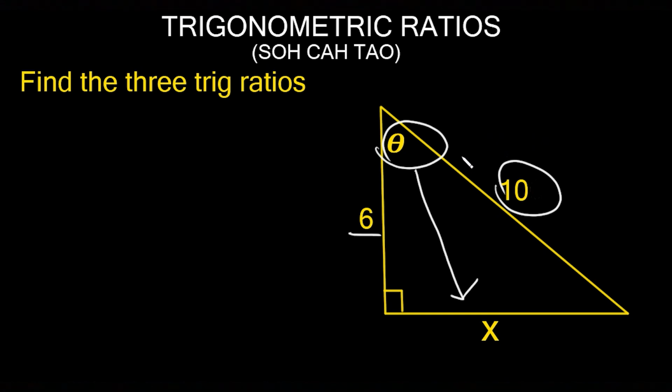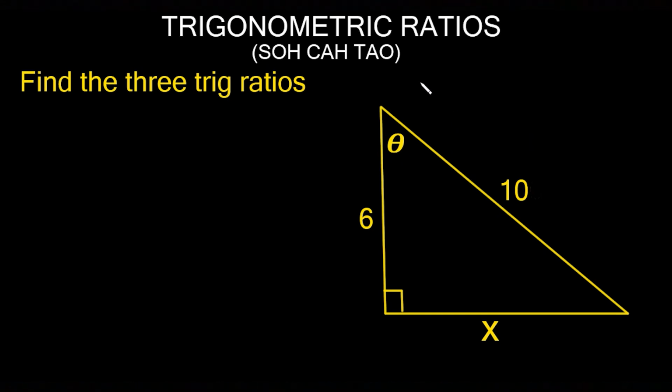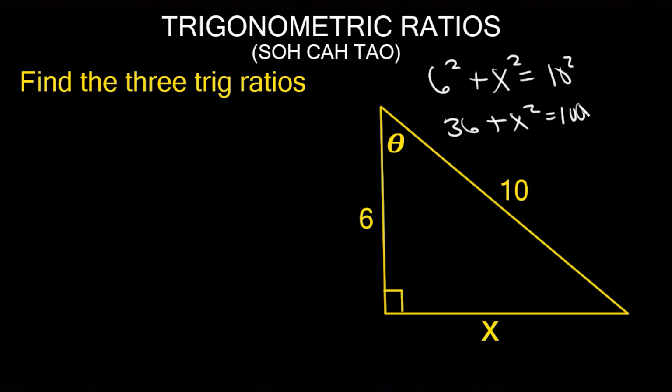All right, so why don't we go ahead and get rid of all this here? We're going to do that by using the Pythagorean theorem. So I'm going to say here 6 squared plus x squared equal to 10 squared. So then we get 36 plus x squared equal to 100. So from here I have to do 100 minus 36. That's going to give me 64.